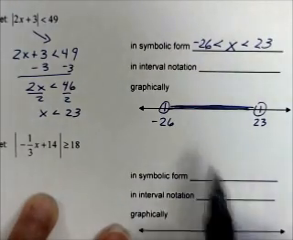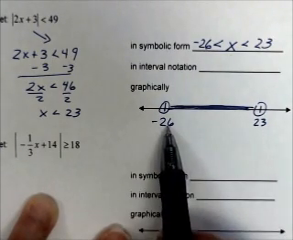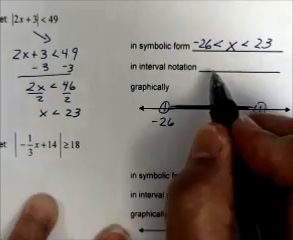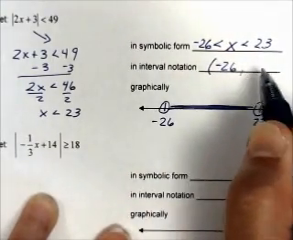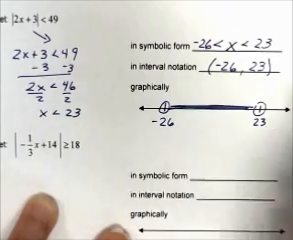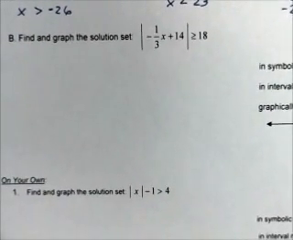In interval notation, we have just one piece shaded on the number line, and it goes from negative 26 to 23, and it does not include the endpoints, so it's parentheses, negative 26, comma 23, parentheses. Now next practice problem together.